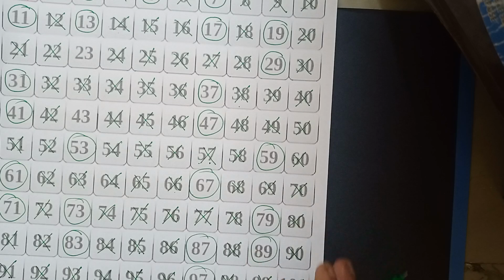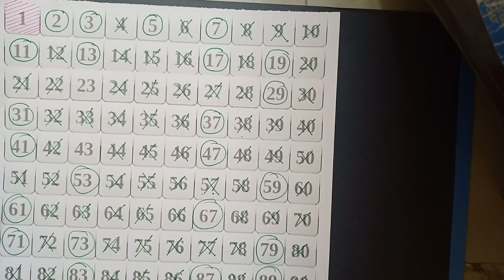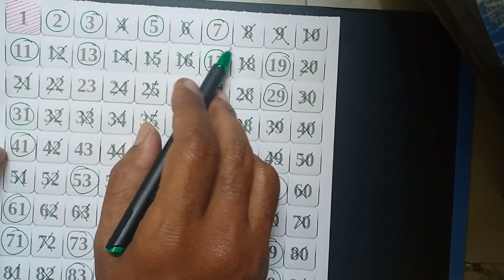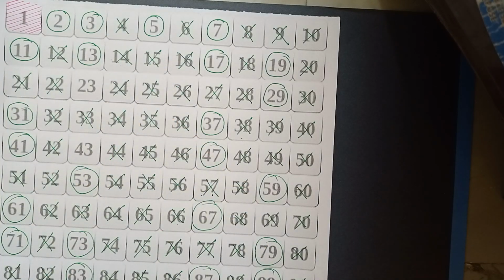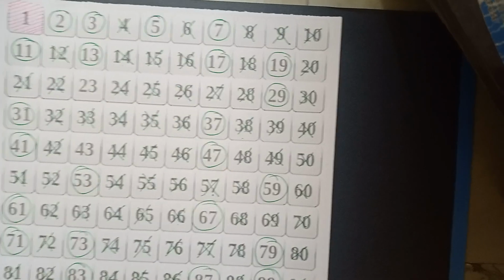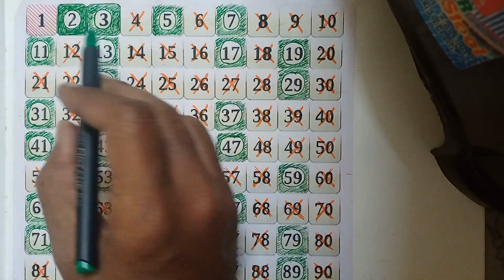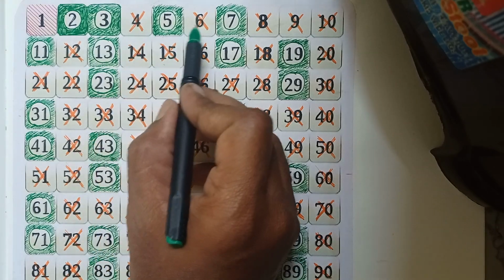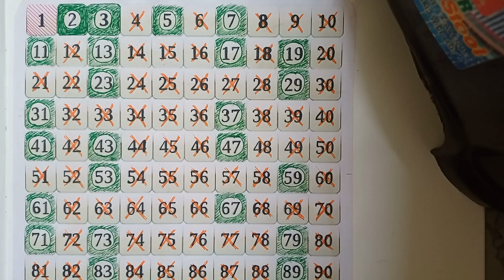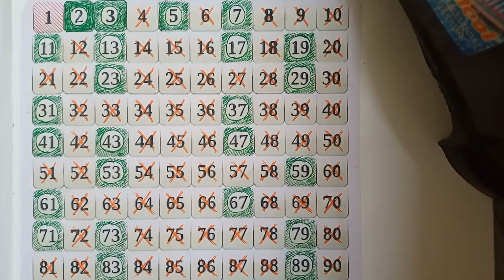All these round up numbers we call prime numbers. The crossed ones we call composite numbers, and all the round up numbers we call prime numbers. All these round up numbers come under prime numbers. The crossed ones come under composite numbers. So this is a method to find prime numbers from 1 to 100.